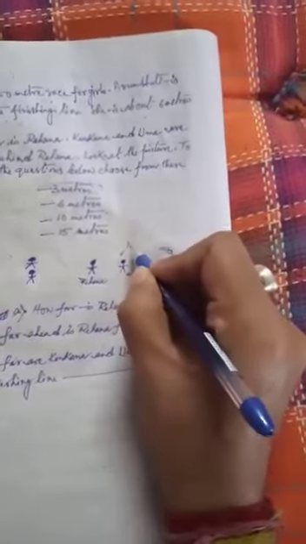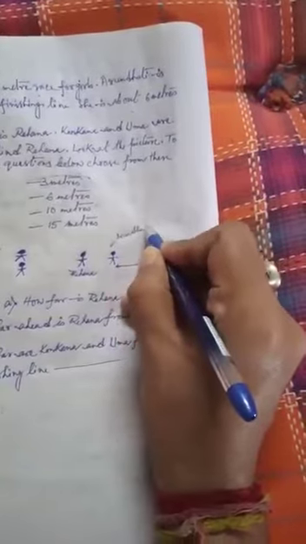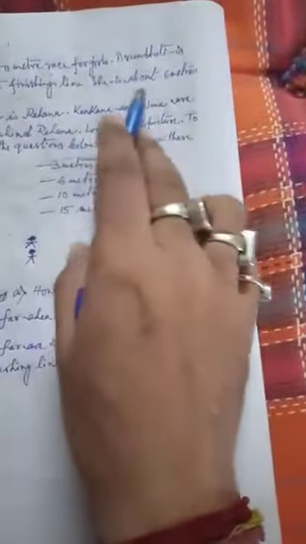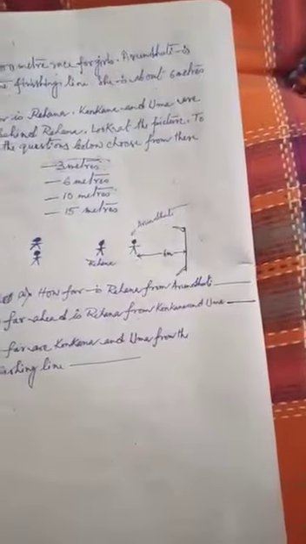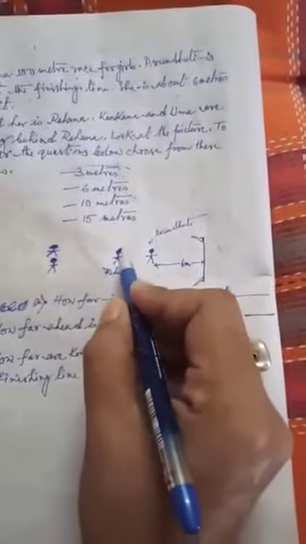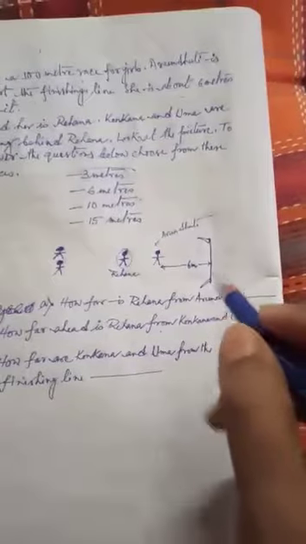Suppose this is Arundhati. She is about 6 meters from it. So this distance from here to here is 6 meters. Now behind her is Rihanna. So I draw Rihanna here. This one is Rihanna.